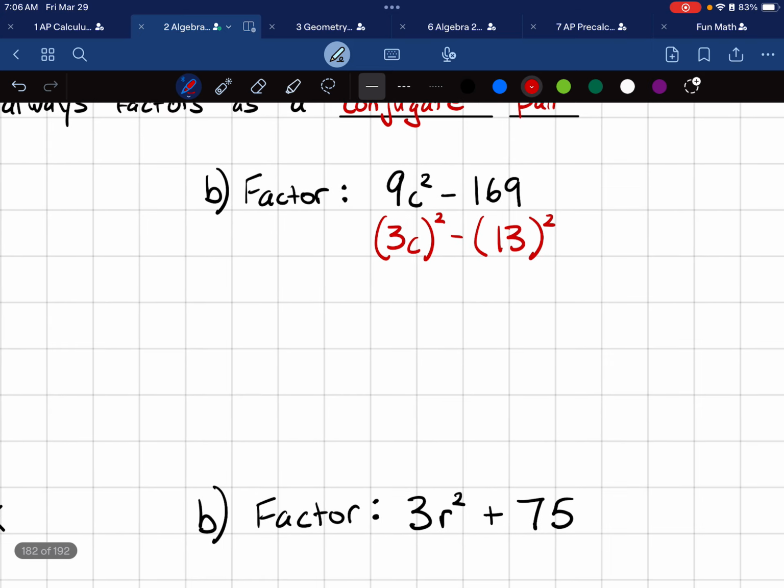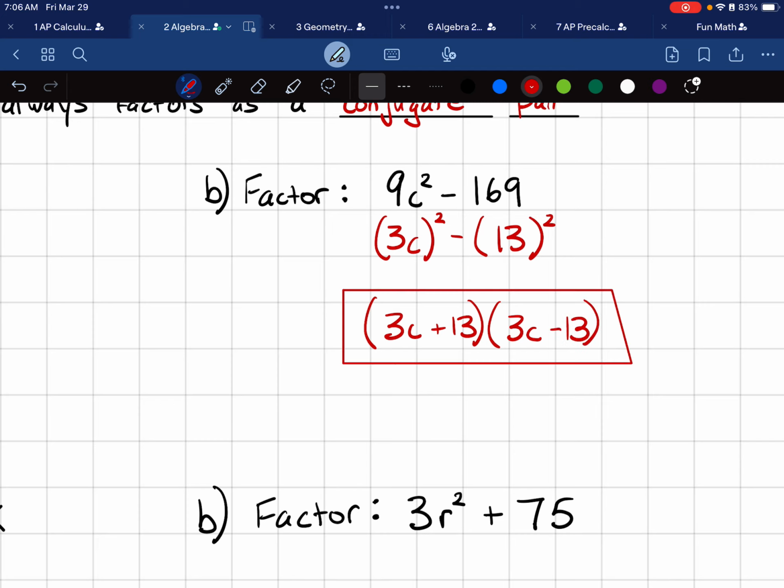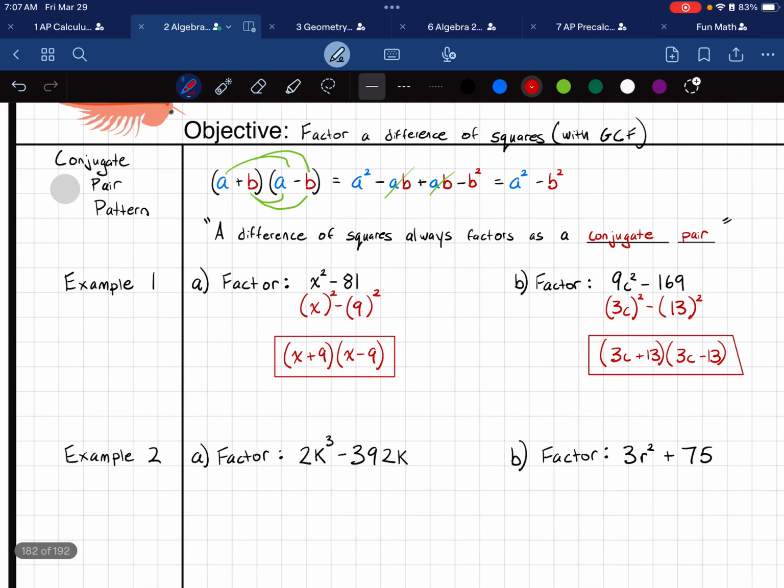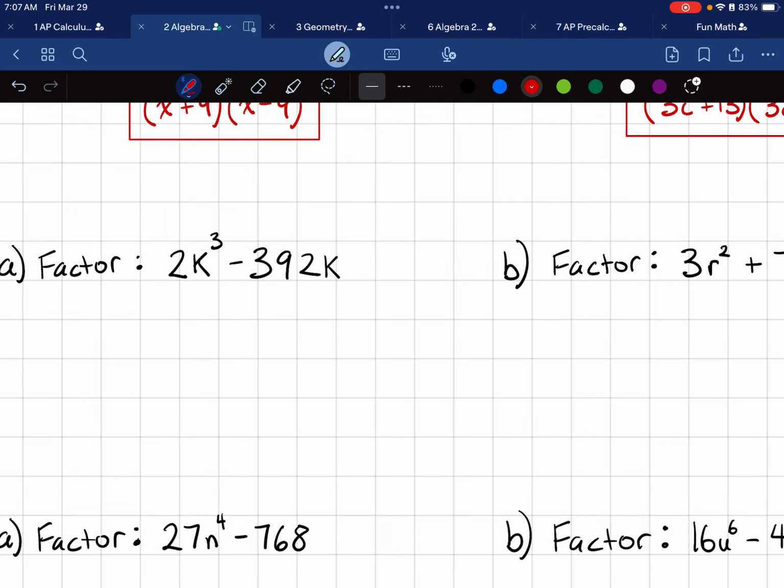So there's our numbers. Let's go ahead and turn this into a conjugate pair. I'm going to have 3c plus 13 and 3c minus 13. There's my conjugate pair. We're done. Box. Answer. All right, let's try another example, example 2a.